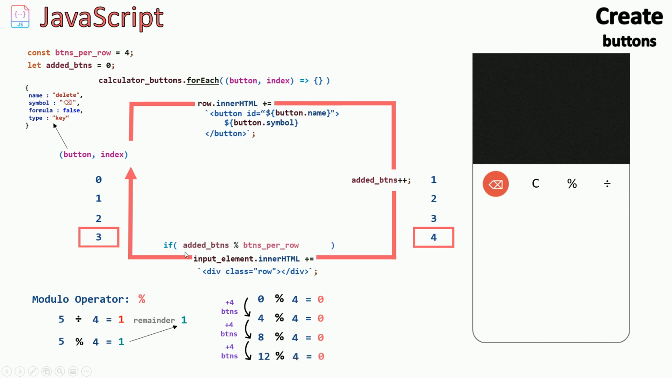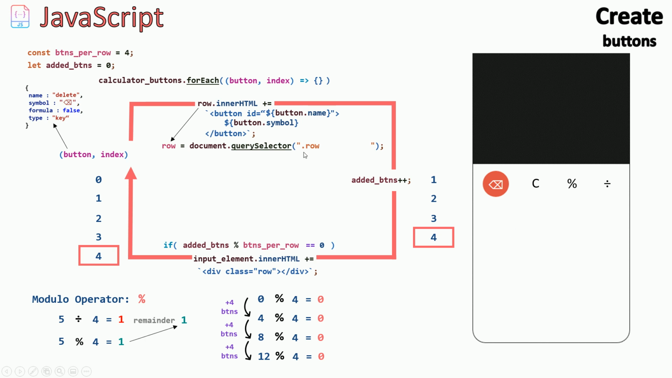So here I'm just going to say the added buttons modulo buttons per row, if that is equal to 0, then I'm going to add a new row to our input element. Now I will go to the next button here, and then I'm not going to add that button to the first row. Instead, I will need to add it to the new row, which is the last row. So I'm going to select the row first. Using the querySelector, I'm going to use its class name .row, but I need to select the last row, so each button is going to be added to the last row all the time.